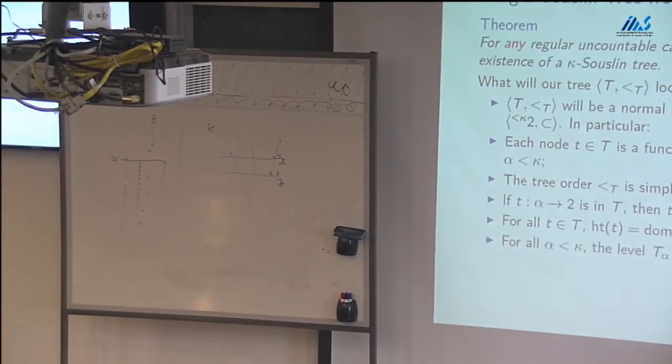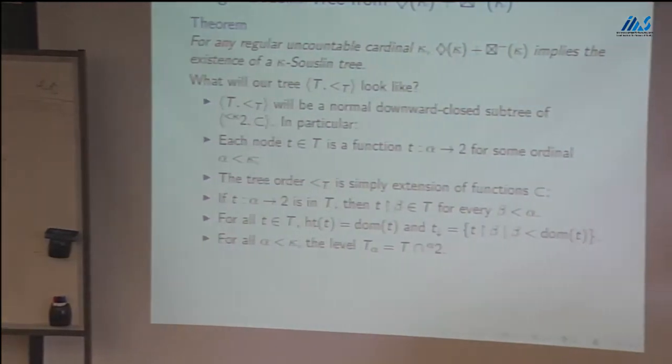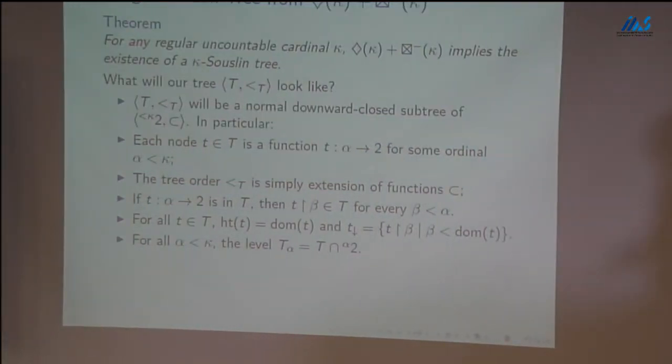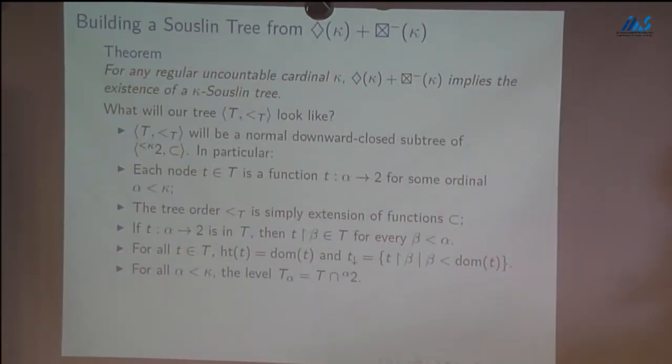So the tree will be a normal downward closed subtree of the functions from less than kappa to 2. Each node is a function. The tree order is extension of functions. Restriction of functions is restriction in the tree. The height in the tree is the domain of the function. The predecessors of some node t are all of its restrictions to smaller ordinals, and the alpha-th level of the tree is the collection of functions from alpha to 2 that are in the tree.